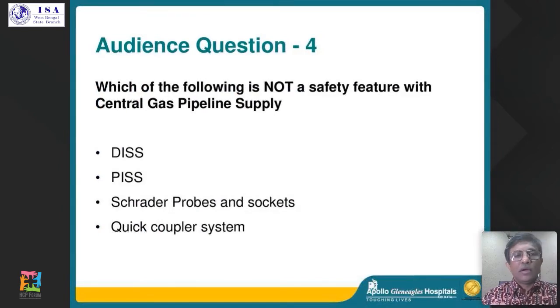Okay. The next one. Which of the following is not a safety feature with the central gas pipeline supply? Is it the diameter index safety system, or is it the pin index safety system, or is it the Schrader probes and sockets, or is it the quick coupler system? Not a safety feature.